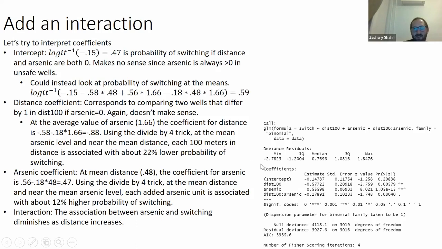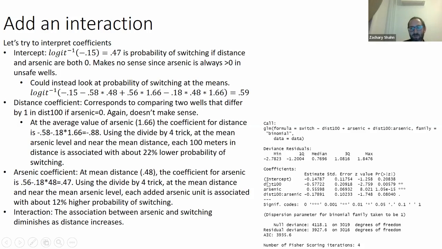Now you could look at the distance coefficient. That corresponds to comparing two wells that differ by 1 in distance, in units of 100 meters, if arsenic is 0, so that this interaction term doesn't contribute anything. But again, that doesn't make sense, right? Because arsenic is never 0. So instead, what you might be interested in is the coefficient for distance at the mean arsenic level. It would be negative 0.58 minus 0.18 times 1.66. So that's negative 0.88, right?